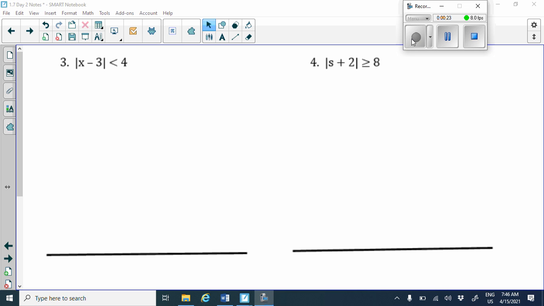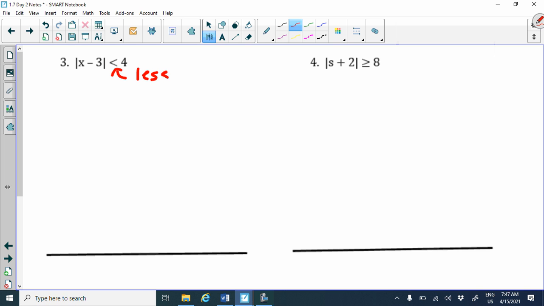So the first thing is we need to identify if this is an and or an or problem. So we have the absolute value of x minus 3 less than 4. So since this is a less than inequality, this is an and problem. So we are going to create two inequalities. The first one is just going to look similar to what we have above. Remember, we get rid of the absolute value bars. I'm going to put the word and in between so I remember this is an and problem. Then the other one is I flip the inequality sign and negate the number, okay?